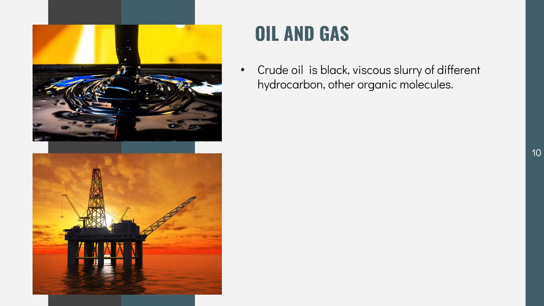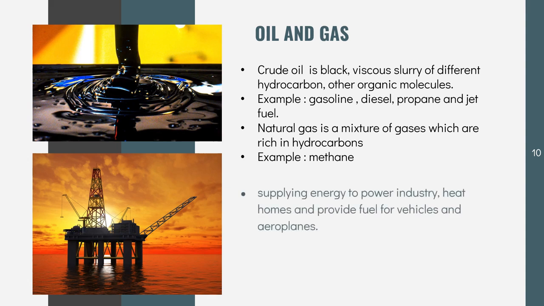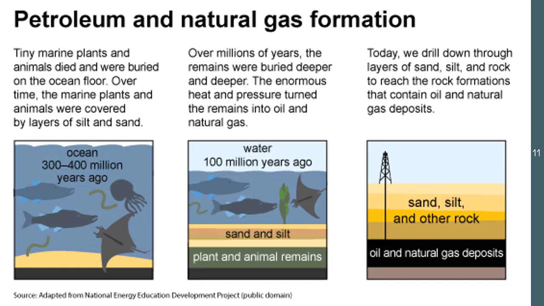Oil and gas. Crude oil is a black, viscous slurry of different hydrocarbons and other organic molecules. Examples are gasoline, diesel, propane, and jet fuel. Natural gas is a mixture of gases which are rich in hydrocarbons. An example is methane, supplying energy to power industry, heat homes, and provide fuel for vehicles and aeroplanes.